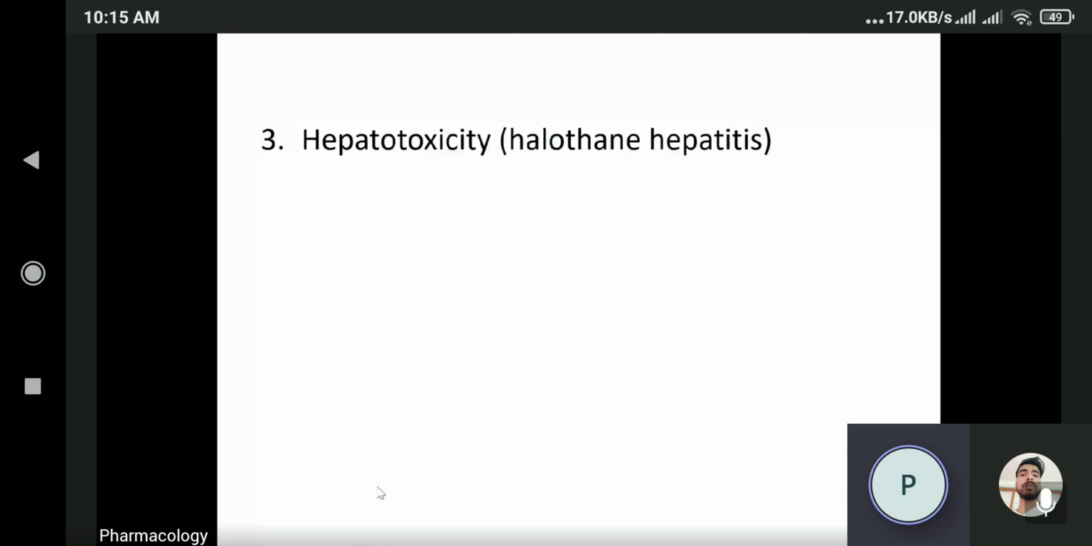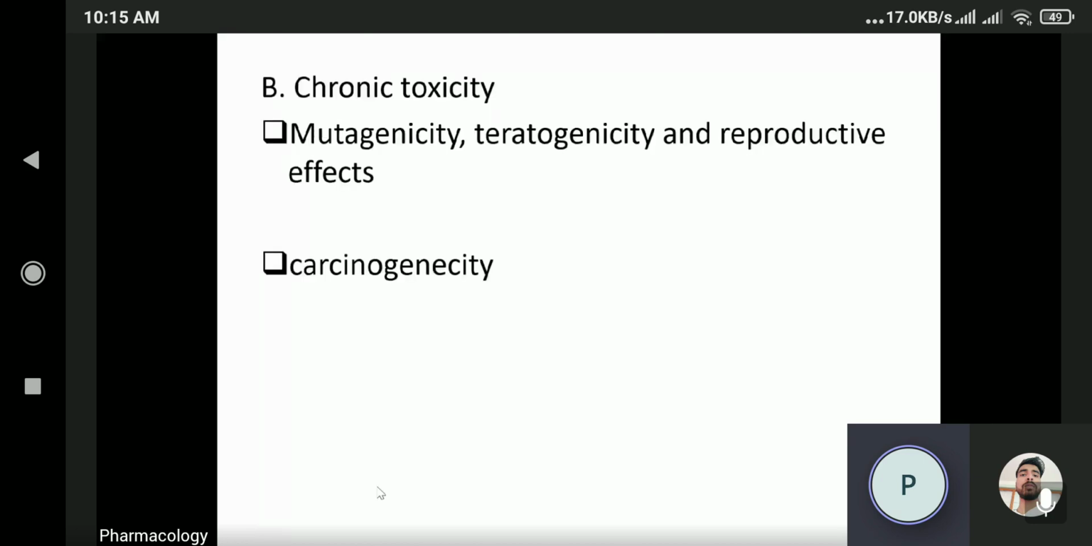With chronic, longer-term toxicity, they can cause mutagenicity. Even a teratogenic effect can be there with these drugs, and they can also show a carcinogenic effect. Okay, I think that will be the end.